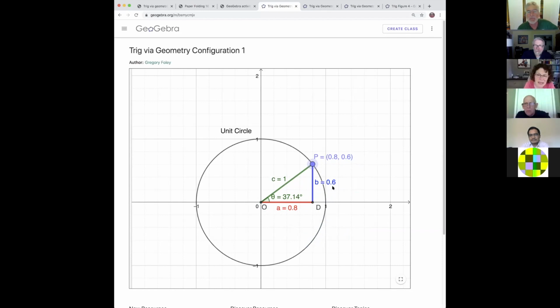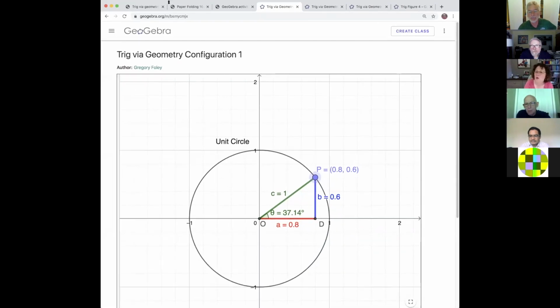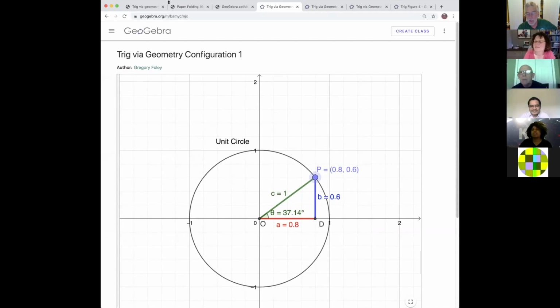Greg, we had something else really interesting that Gwyn brought up in our group. Pray tell. Gwyn's going to tell you. Okay, Gwyn. I just mentioned that there's an inverse relationship between A and B. So as A is getting larger, B is getting smaller, and vice versa.